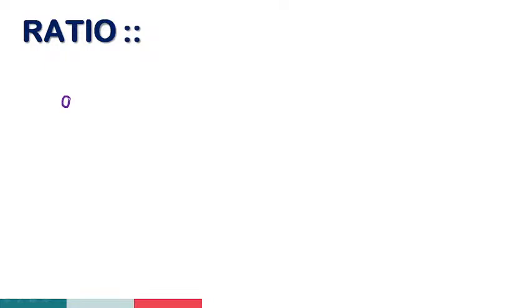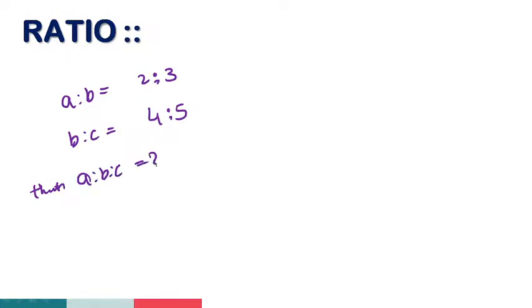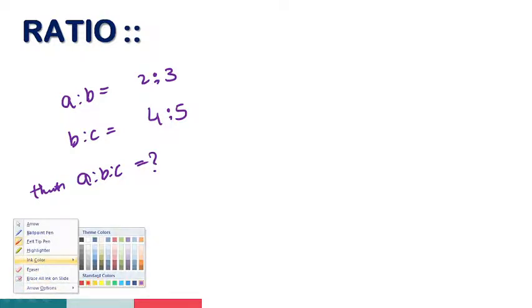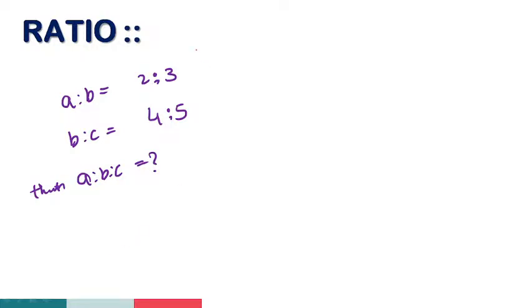For example, A is to B is equal to 2 is to 3 and B is to C is equal to 4 is to 5. Then find A is to B is to C. In this problem we are using different methods, guys, but finally we will get the same answer, no problem. Look at the screen carefully. Here, A is how many parts? Two parts. B is how many parts? Three parts. Again, B is how many parts here? Four parts. And C is how many parts here? Five parts, guys. Okay?